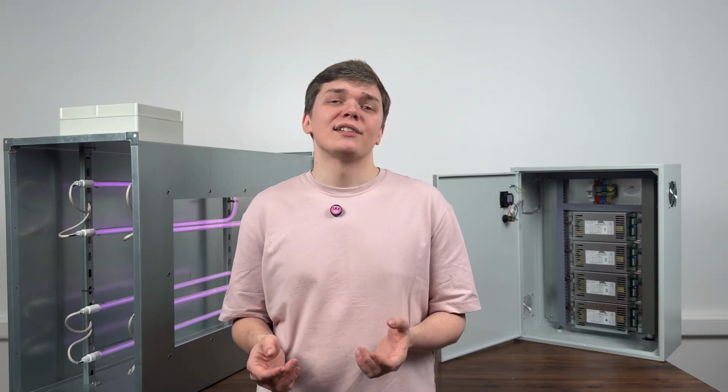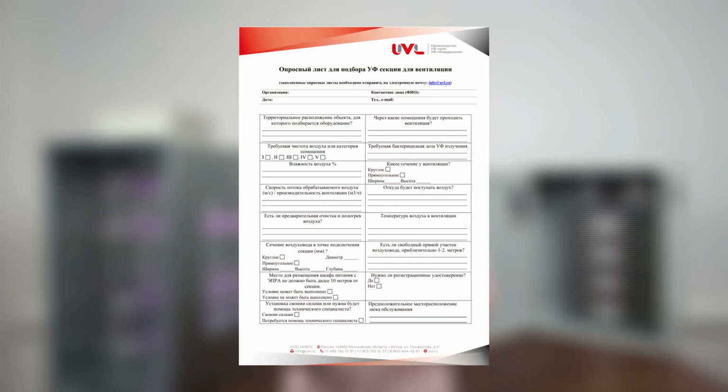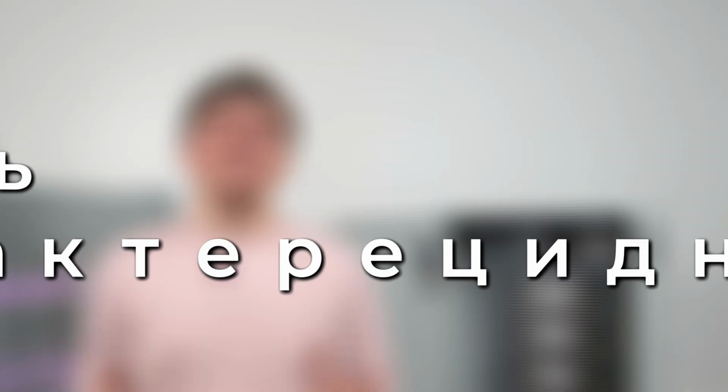To select a germicidal section, please contact our manager and specify the parameters of the ventilation duct and the room, the airflow velocity in the duct, air exchange requirements, duct geometry, and other features of the room and ventilation system. For your convenience, we use a questionnaire, based on which our engineers calculate the number of lamps, their layout, and the section parameters. We will then manufacture the sections within 20 days and ship them to you.